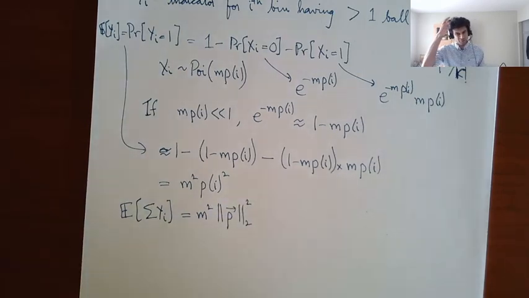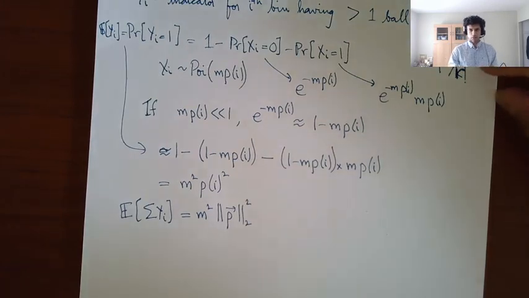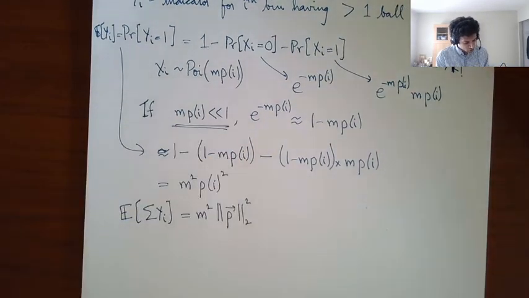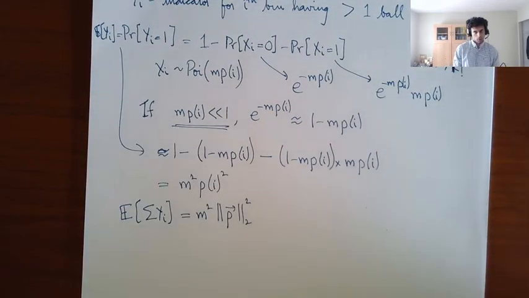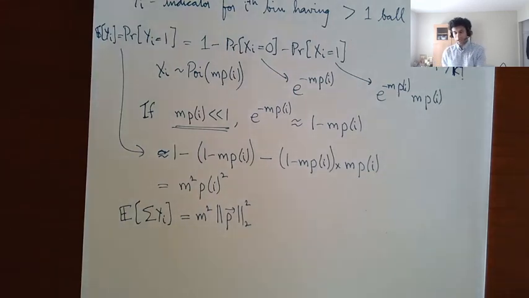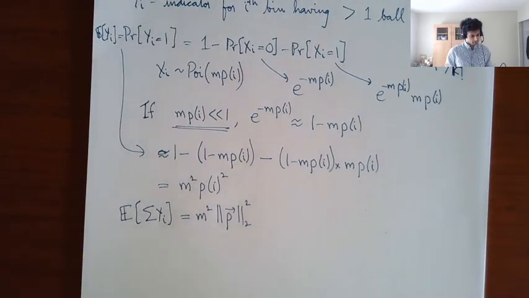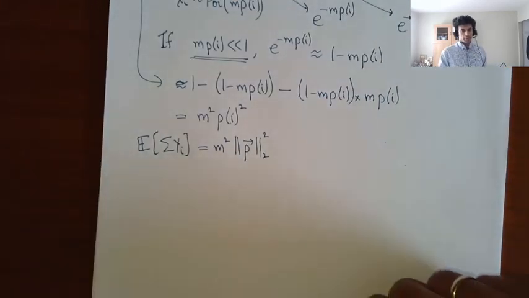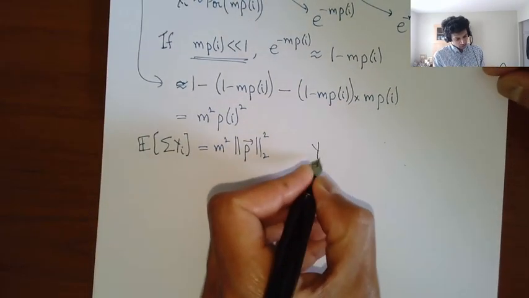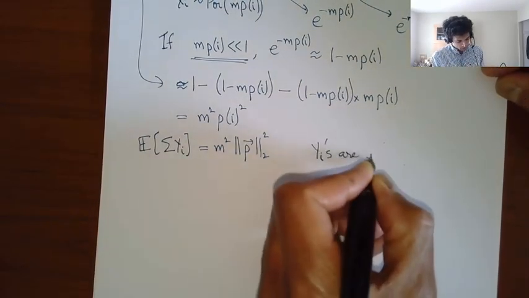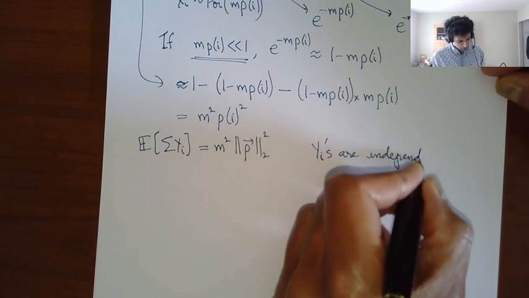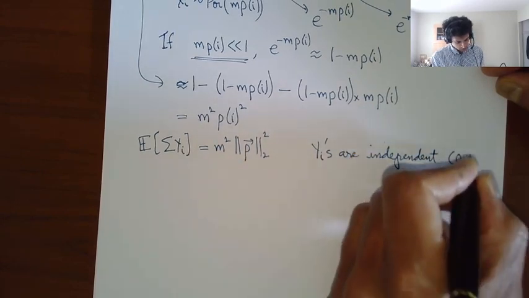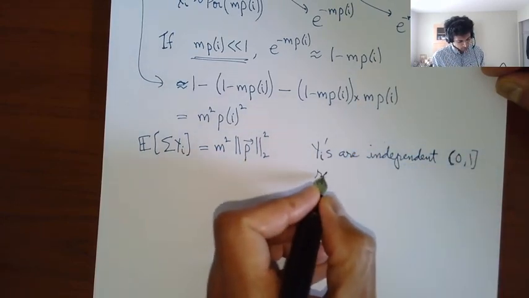So this is sort of an alternate presentation of the birthday analysis. I assume that MPI was much smaller than 1. I'll show you how to get rid of this assumption. I will have to change the tester a bit. Okay, so the expectation is this. The yi's are independent 0, 1 random variables.